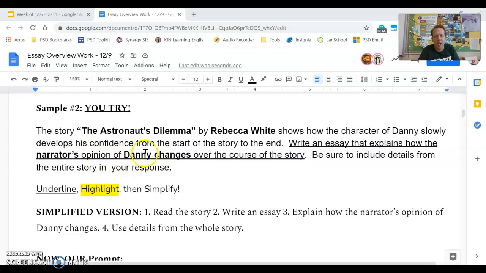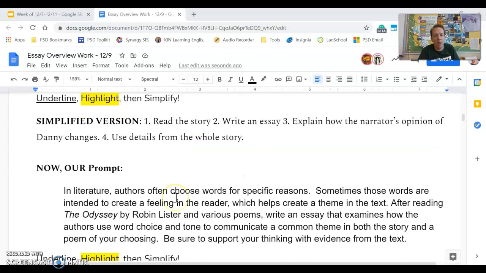But we definitely are talking about this character named Danny, and we're talking about how that opinion changes, right? So if I'm breaking it down into steps, I'm reading the story, I'm writing an essay, I'm explaining how the narrator's opinion of Danny changes, and I'm using details from the whole story. Okay, so that's our process.